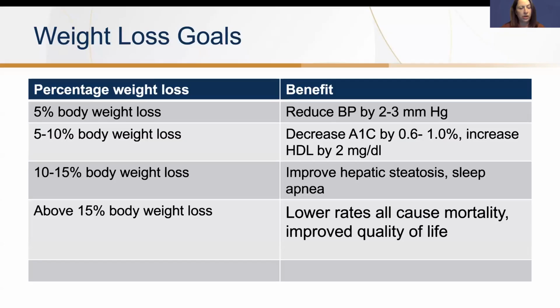Weight loss goals. In general, 5% body weight loss in a patient who's obese can reduce blood pressure. 5 to 10% body weight loss can decrease the hemoglobin A1C and improve the HDL. A 10 to 15% body weight loss improves hepatic steatosis and sleep apnea. And if a patient who's obese can lose above 15% body weight, that can result in lower rates of all-cause mortality and improved quality of life.